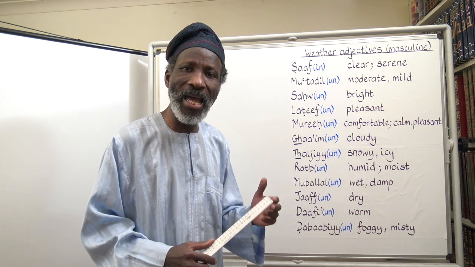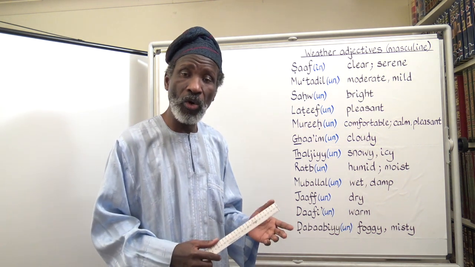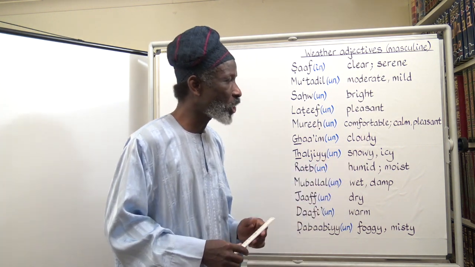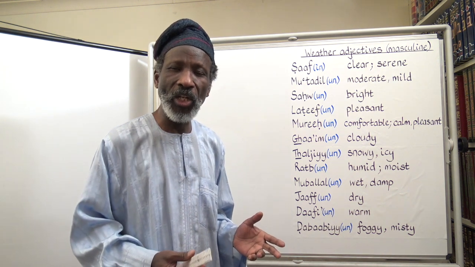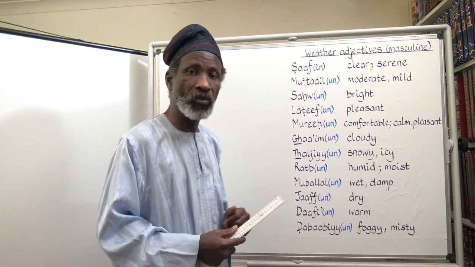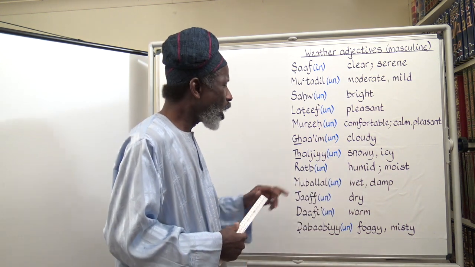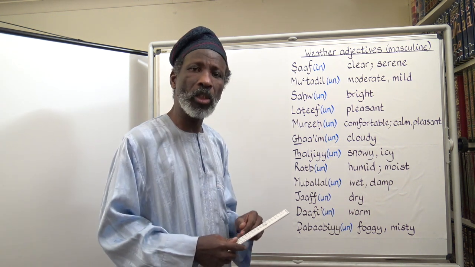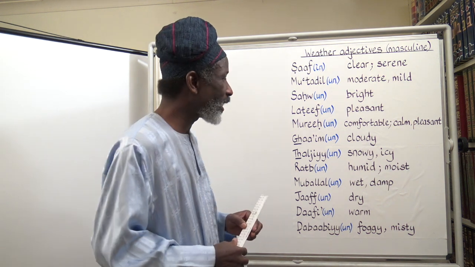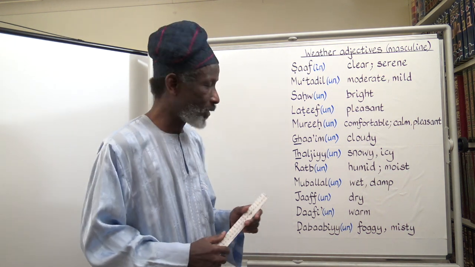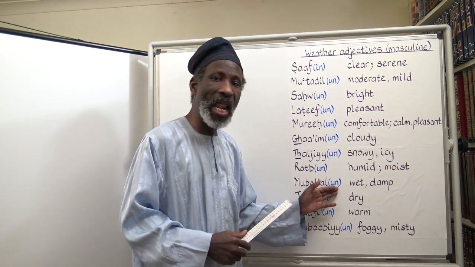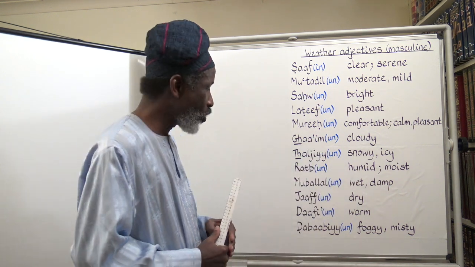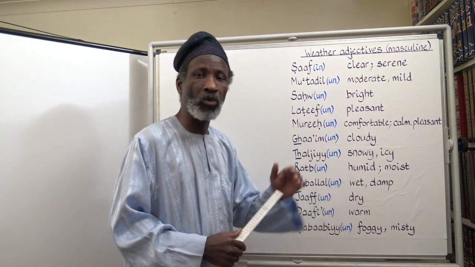غائم, cloudy. الجو غائم اليوم. ثلجي, snowy, icy today. الجو ثلجي, from ثلج. رطب, humid. اليوم الجو رطب, weather is humid, moist today. مبلل, wet or damp. الجو مبلل.